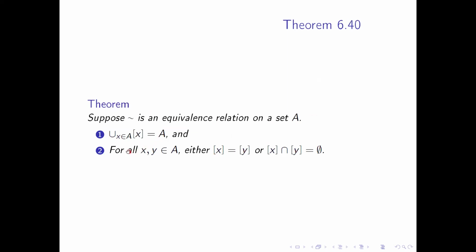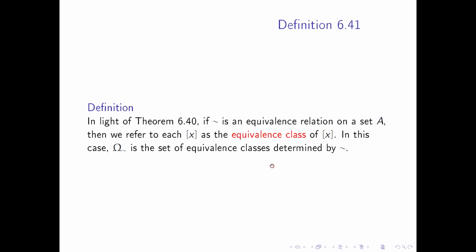This is true, number one, because even if there are no other relationships, each one is related to itself. So therefore, we have all of them in some set. For all X, Y, and A, either they're equal to each other or they're completely disjoint. So they're completely the same or they have nothing in common. And this is really cool about equivalence relationships, it's almost an all or nothing kind of situation. And we really love that.